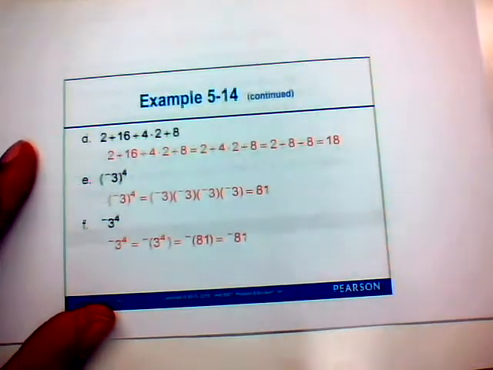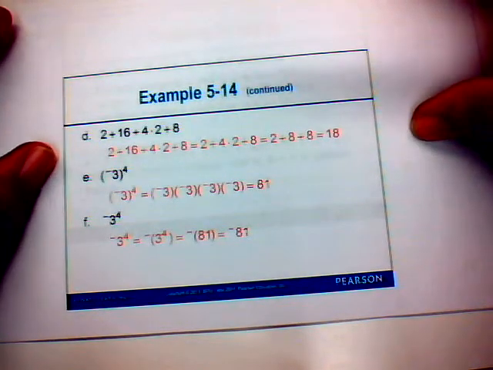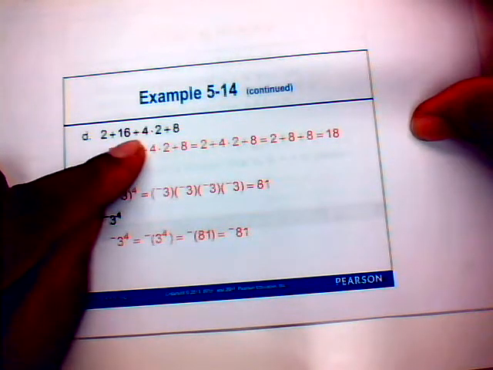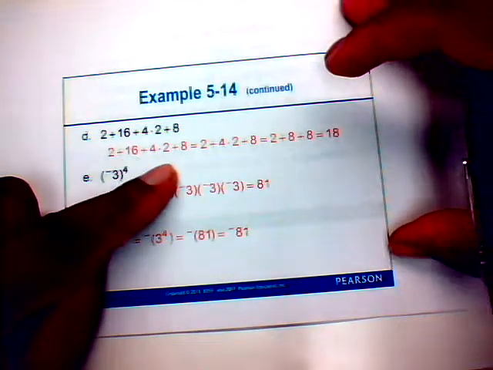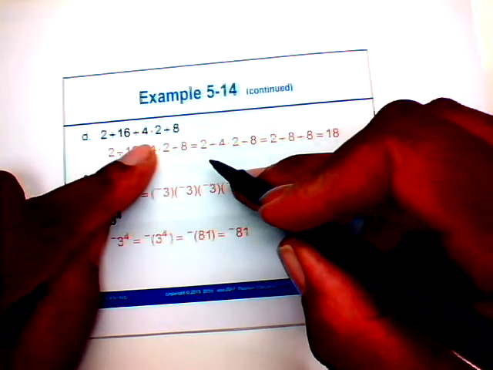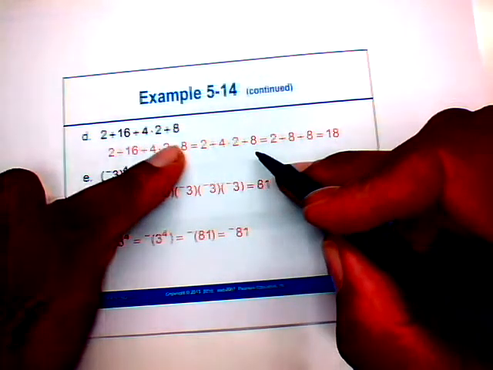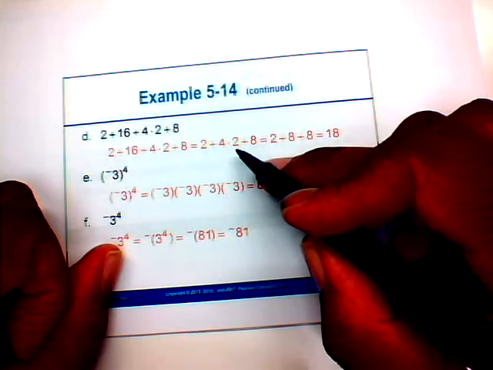Okay, part D. 2 plus 16 divided by 4 times 2 plus 8. We got multiplication and division, but we do the division first because that appears in the order from left to right. So we bring over the 2 and do 16 divided by 4. That's going to give us 4. Then times 2 plus 8. Now we got to do multiplication. 4 times 2, that's 8.